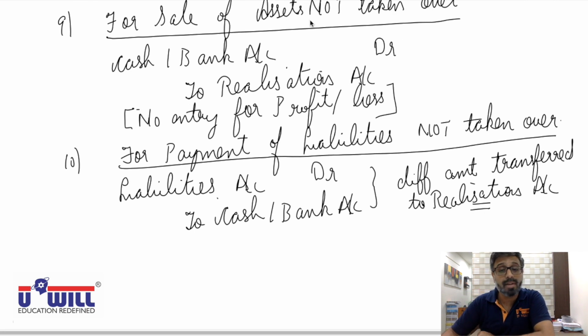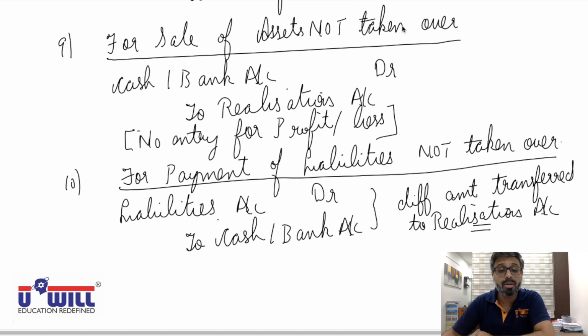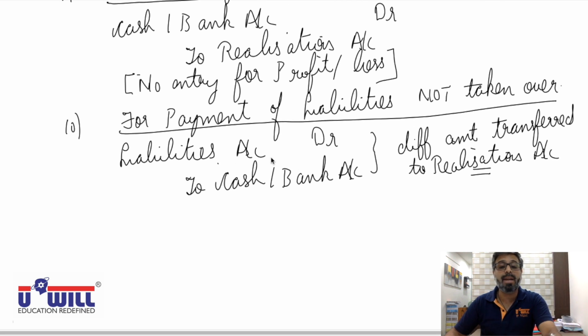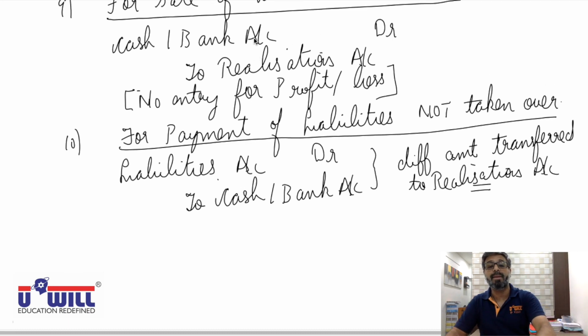Assets were all closed and transferred to realization whether taken over or not. So we cannot say assets goes out, credit assets account, because assets are already closed. So we credit realization account. But of liabilities, only those taken over were closed and transferred to realization account. Those liabilities which are not taken over still exist in the books. Therefore we cannot debit realization account here. We will debit liabilities account only to close them, credit cash or bank account, and the difference amount, your profit or loss, will be transferred to realization account. There is no entry for profit or loss here, but it will be separately recorded in realization account. In assets it automatically gets recorded. So keep it in mind.